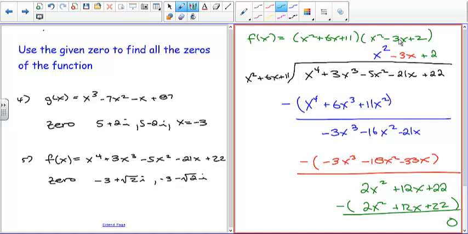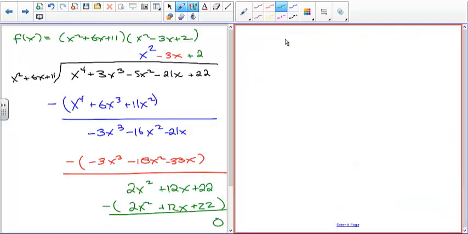Now, the question is, can we factor this remaining polynomial? Which we can. So the question is, what two numbers multiplied together give you 2? 2 and 1. They have to be the same sign, so it's either positive 2 and positive 1, or negative 2 and negative 1. If I add these, I'll get positive 3, so that's not the right answer. If I add these together, I'll get negative 3, which is the right answer. So I'll get x minus 2 and x minus 1.